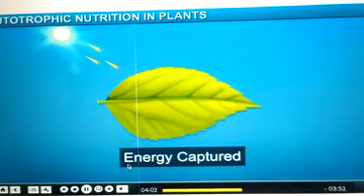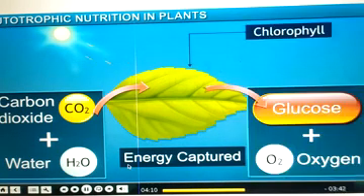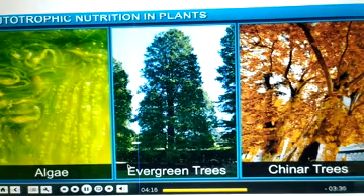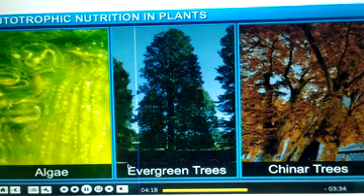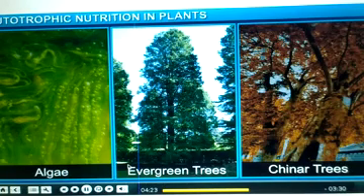Thus, we can say that during the process of photosynthesis, energy from the sun is captured to convert carbon dioxide and water into sugar and oxygen by the chlorophyll. All chlorophyll-containing plants, including algae, and some plants with red, brown, or other dominant pigment, make food using this process.